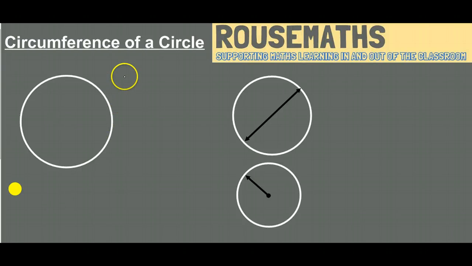Hello there, we're going to look at how we work out the circumference of a circle. The circumference of a circle is the distance around the outside. But first of all, we're going to do a demonstration to show you what people discovered many years ago.